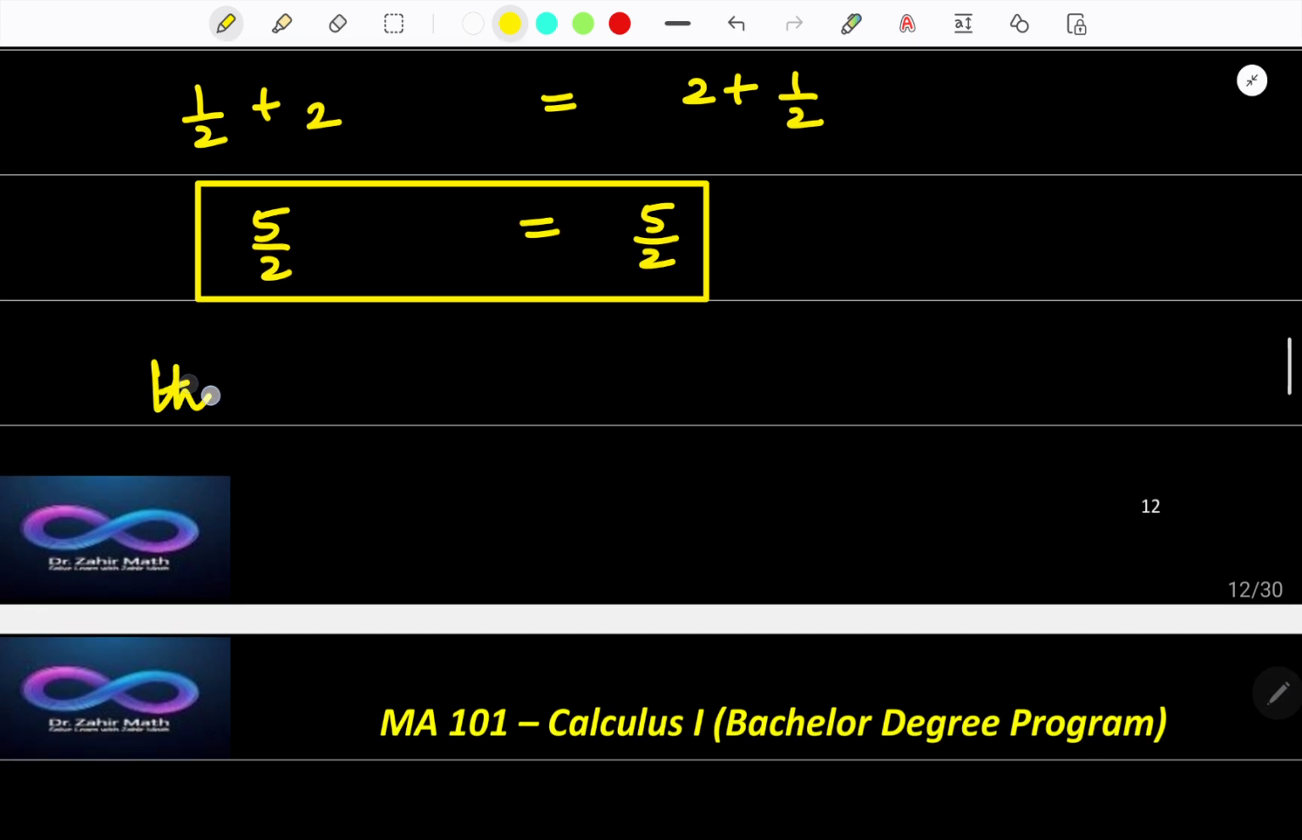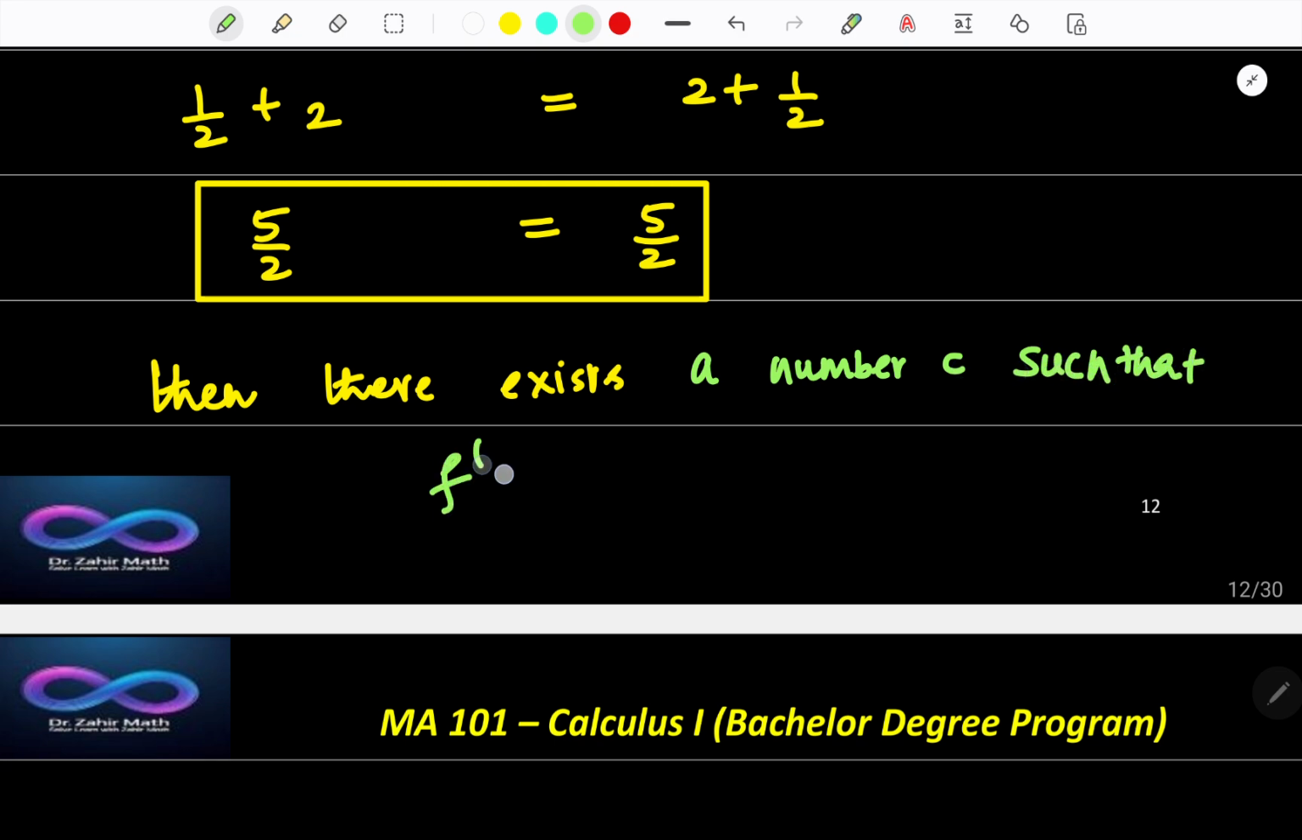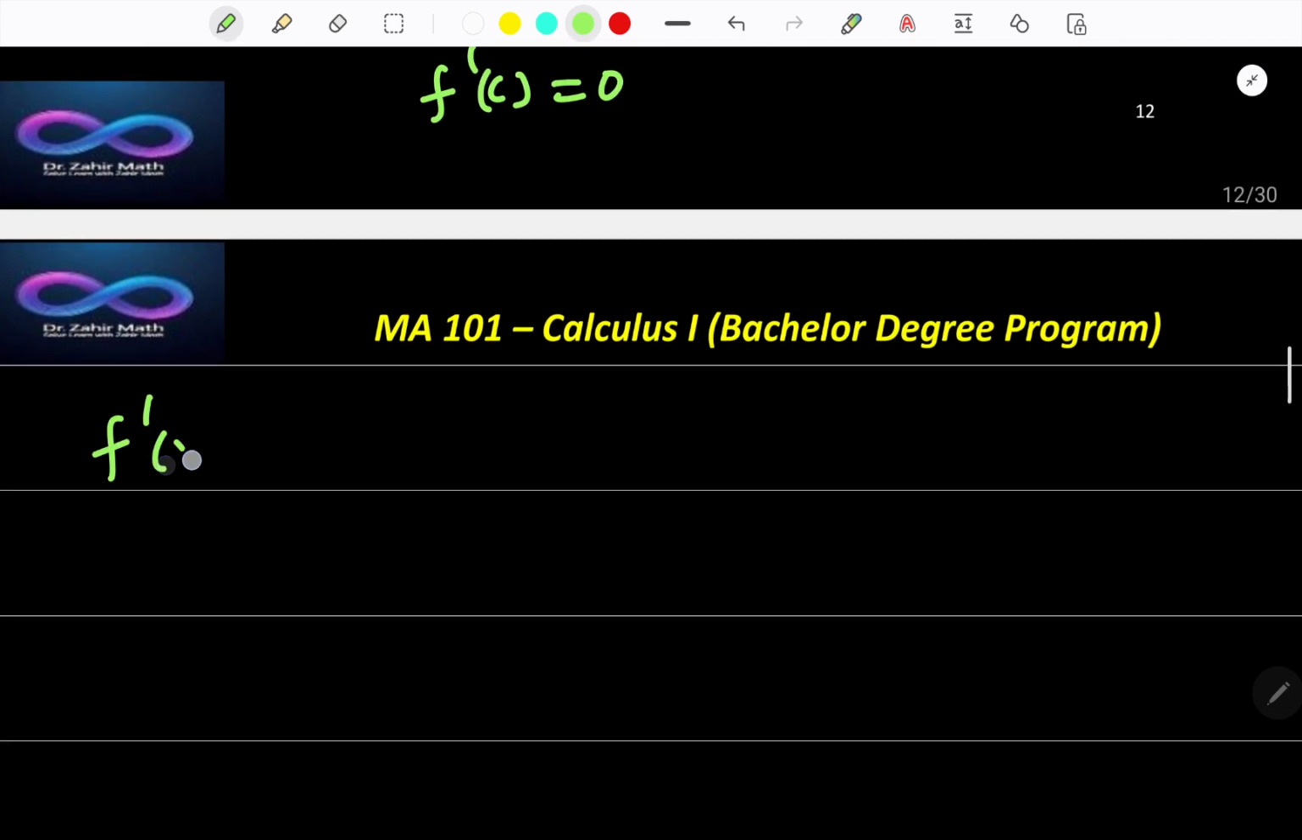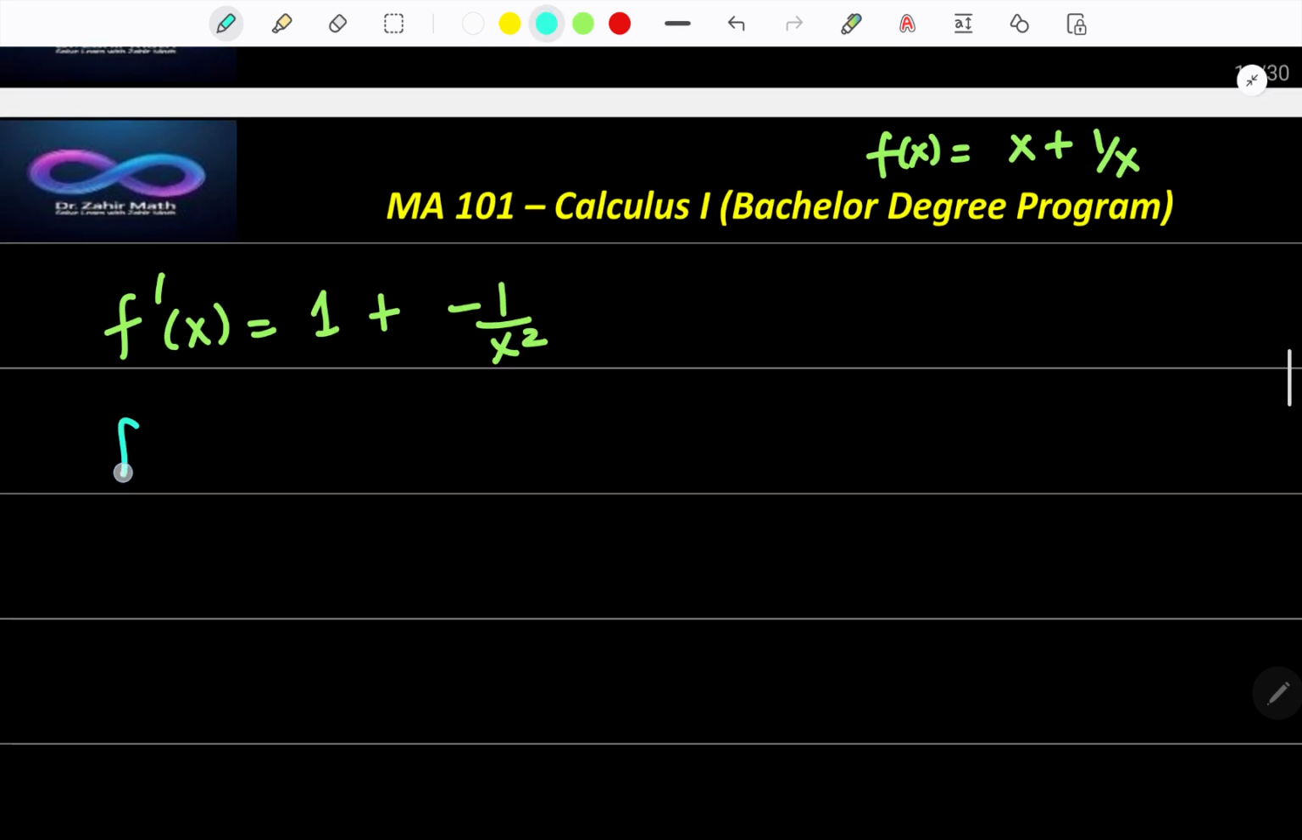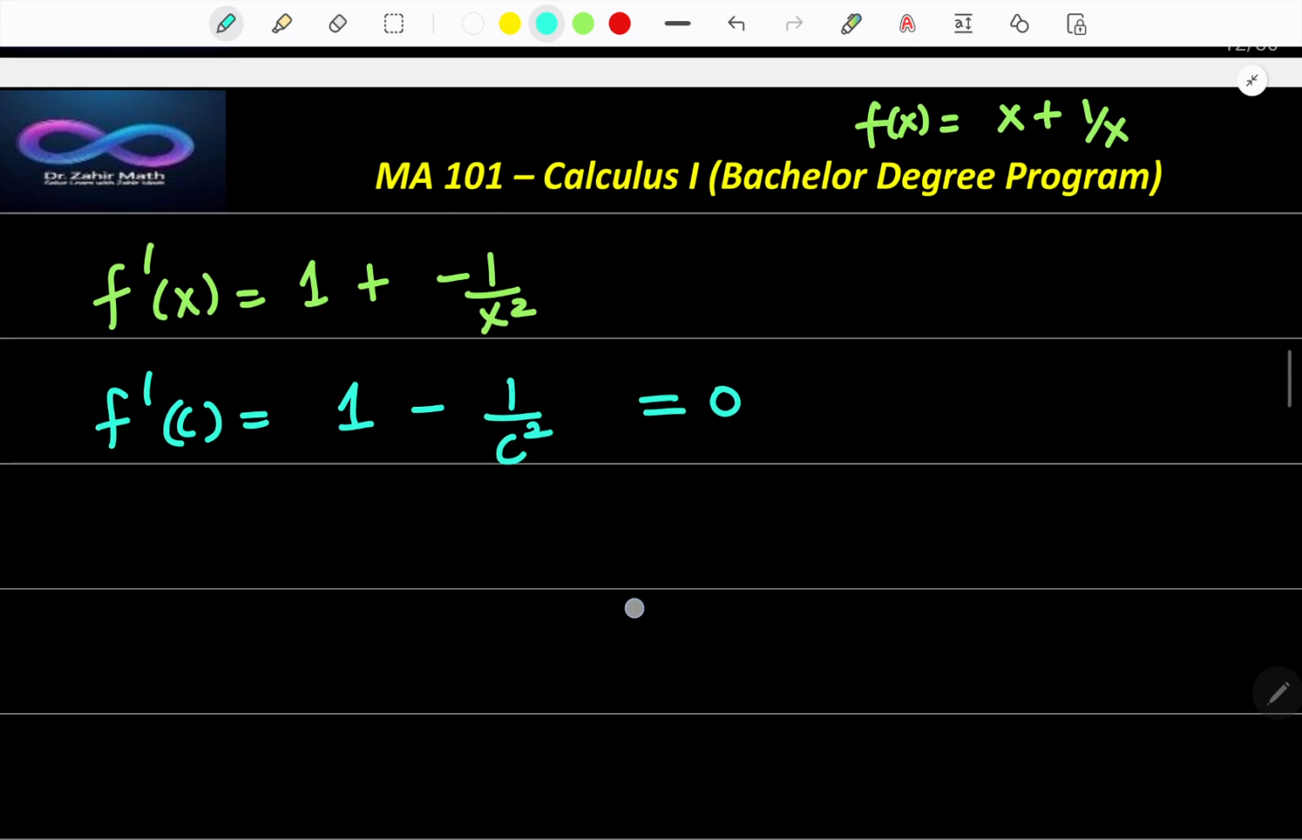If it is equal, what you have to write? Then there exists a number c such that f dash of c is equal to 0. So first we need f dash of x. What is your function? x plus 1 by x is your f of x, right? So what's your f dash of x? The derivative of x is 1, and the derivative of 1 by x is minus 1 by x square. Now we are going to write f dash of c, which is 1 minus 1 by c square equal to 0, right?